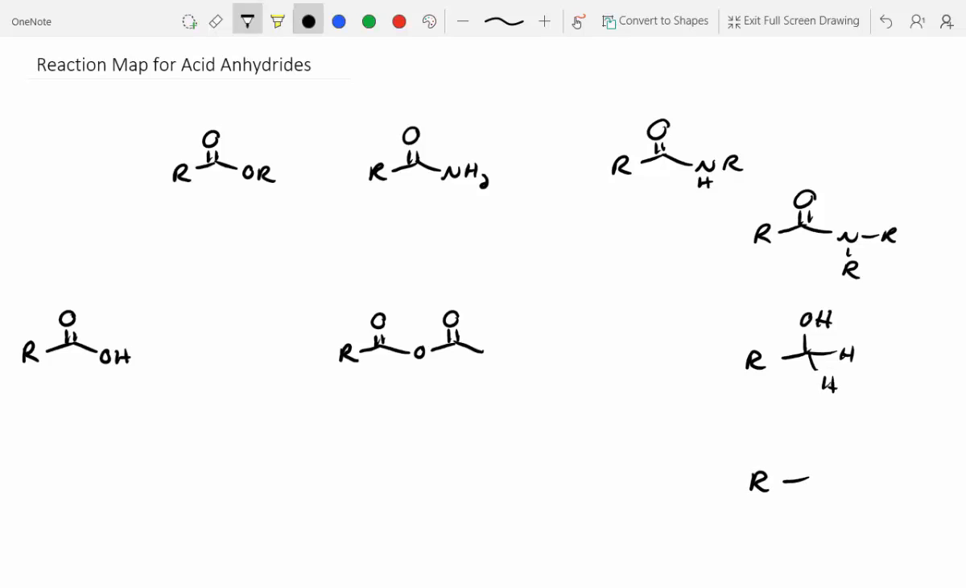We'll put an aldehyde down here. We'll put a tertiary alcohol over here. I'll use R primes. And then last but not least, we'll put a ketone over here. So now we've got to try to connect all of these. So the first one is, how can we go from a carboxylic acid to an acid anhydride? What do you guys think?